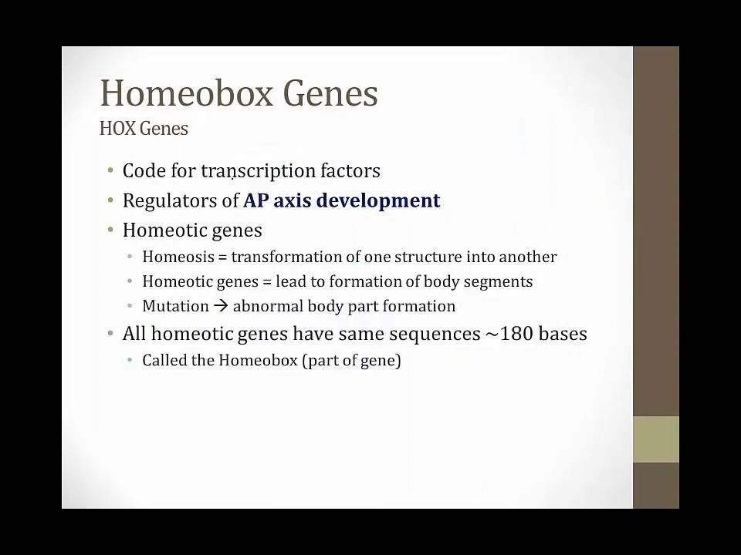The last group of embryonic genes I'll discuss are the homeobox genes, or HOX genes. These genes all code for transcription factors, and many of them are regulators of anterior-posterior axis development. Homeotic genes get their name because homeosis is the process of transforming one structure into another. So homeotic genes lead to formation of body segments because they transform tissue in the embryo into a structure. And if you have a mutation of a homeotic gene, this leads to abnormal body part formation.